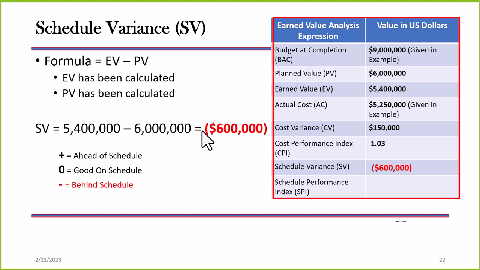A plus number would mean ahead of schedule. A 0 would be on schedule. And a negative number says we're behind schedule. So as we plug these numbers in here, we know now that we are actually behind schedule with this project. So next, let's move on.